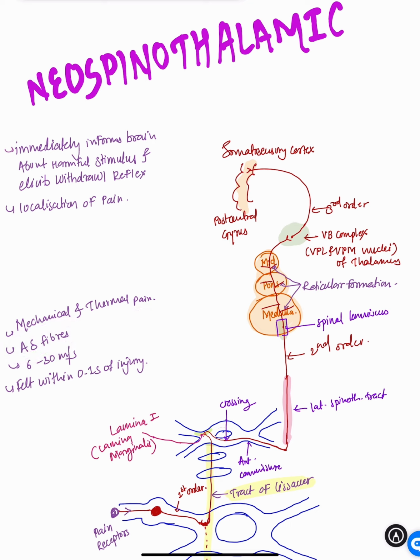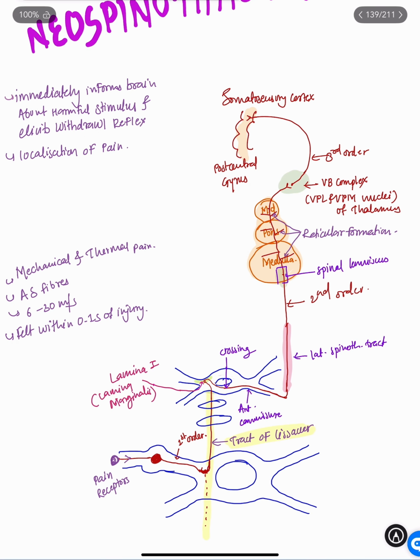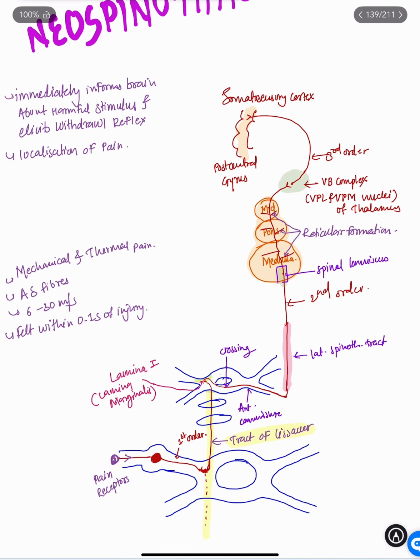Okay, now let's see how this pathway works. First, when there is an injury to any tissue, the pain receptors, which are called nociceptors, are stimulated. These nociceptors are nothing but free nerve endings. Once these pain receptors are stimulated, they further stimulate the dorsal root ganglion cell. And from this dorsal root ganglion cell arises the first order neuron.